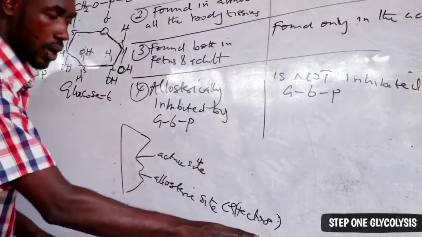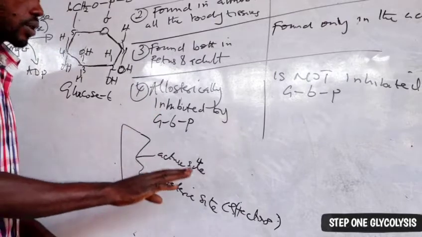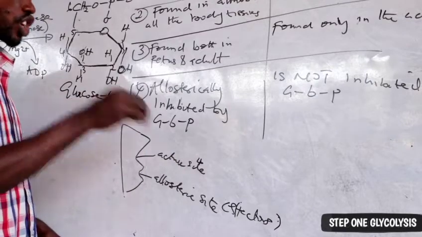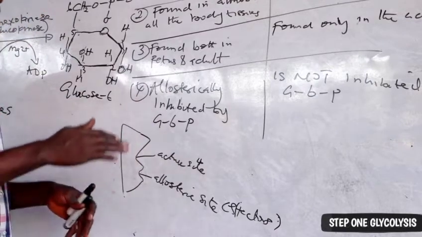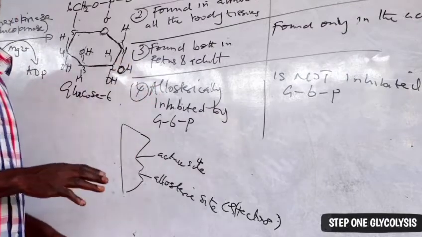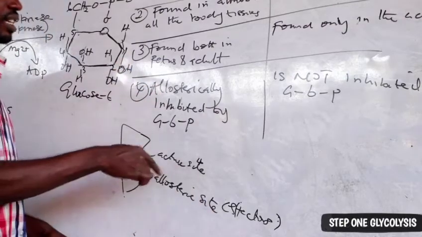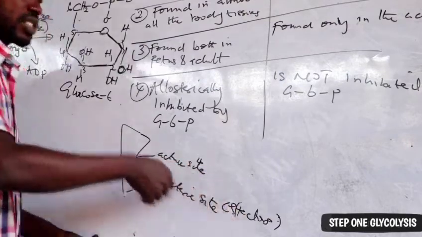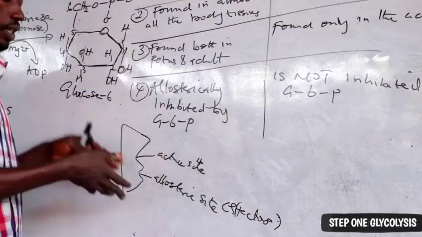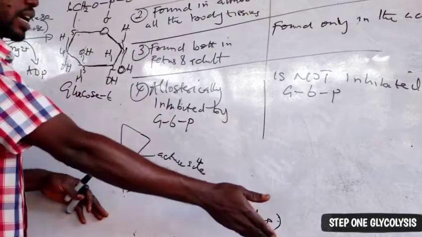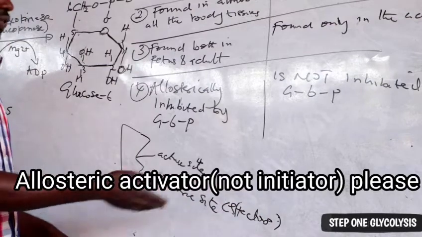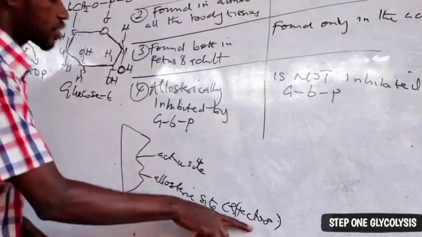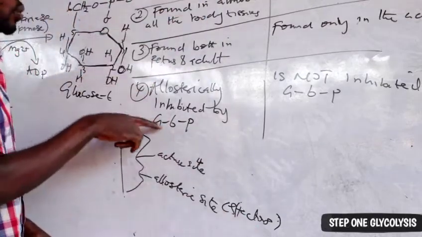Then, what is an effector as far as biochemistry is concerned? An effector is any small molecule that binds to a protein to change its activity. It will either increase its rate or decrease it. So when the effector decreases the catalytic activity of the enzyme, we call it an allosteric inhibitor. But when the effector increases the catalytic activity of the enzyme, we call it an allosteric activator.